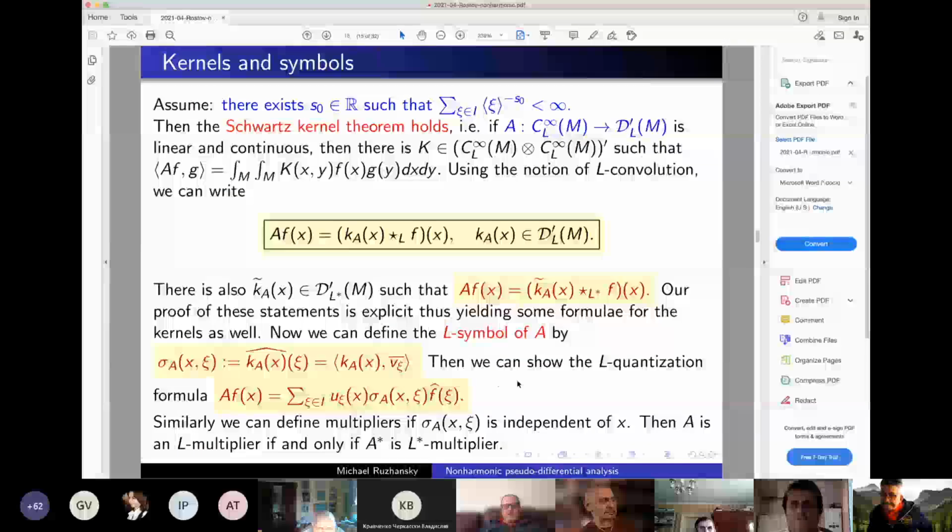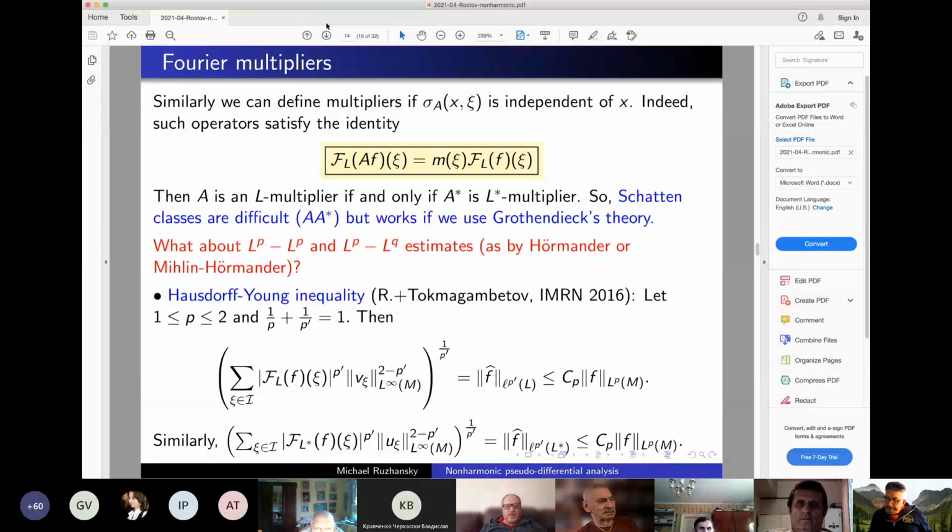So now we are in the position to start the theory of pseudo-differential operators, because we have a symbol. So we have the kernel, we have the symbol, we have the quantization formula, and we can also talk about multipliers, because now we have the symbol. If the symbol does not depend on x, then we can talk about Fourier multipliers in this situation. So I show you some results here.